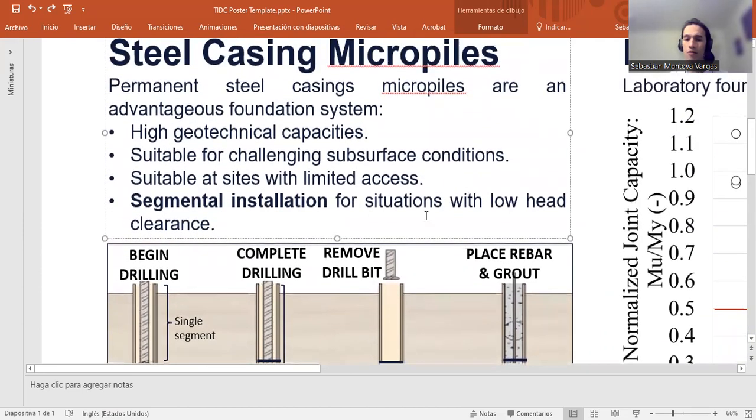This construction method provides several advantages. First of all, it develops high geotechnical capacity in tension and compression that relies essentially on the friction with the casing. They are suitable for challenging subsurface conditions like shallow bedrock, where you can develop a rock socket, something you can do while you're drilling piles. They are suitable for sites with limited access, because they require relatively small equipment. And this segmental installation, I really want to point out, is especially advantageous in a situation where you have a low clearance.